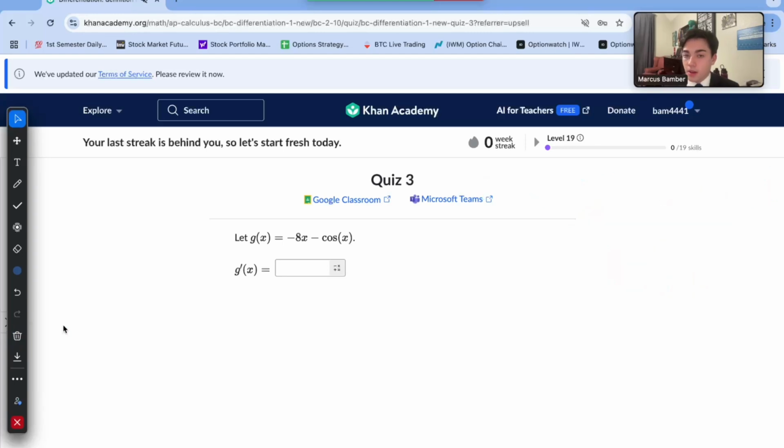Okay, another question here, just off of basic trigonometric derivatives. We know the derivative of cosine, once again, is negative sine of x. So we can take the derivative of negative 8x, that's negative 8. Then the derivative of cosine of x is negative sine of x. So the derivative of negative cosine of x is going to be negative negative sine of x. Both those negatives cancel out, so we're left with positive sine of x. And we can just rewrite this as negative 8 plus sine of x, or sine of x minus 8.